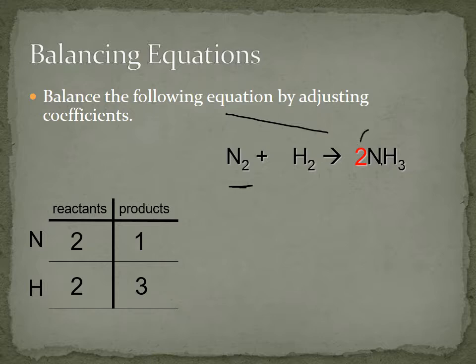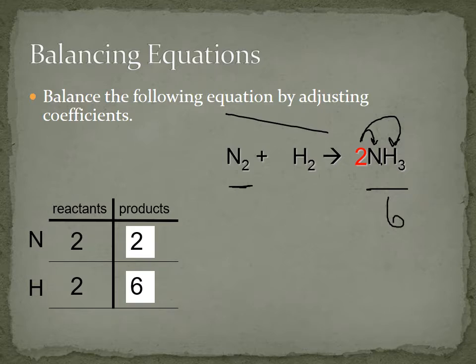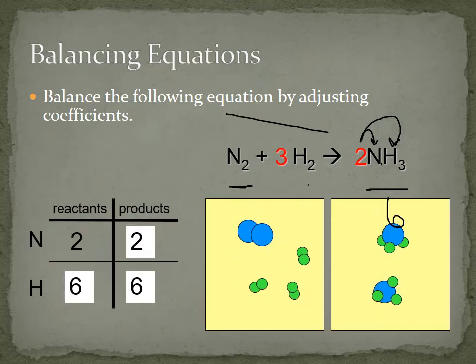Now there we go. What that is going to do is give me 2 nitrogens. It's also going to give me 2 times 3, which is 6 hydrogens. So almost done here, because now I have 6 hydrogens. If I look back on the left side, I only have 2. So what number times 2 is going to give me 6? And that will be 3. And there's a visual.